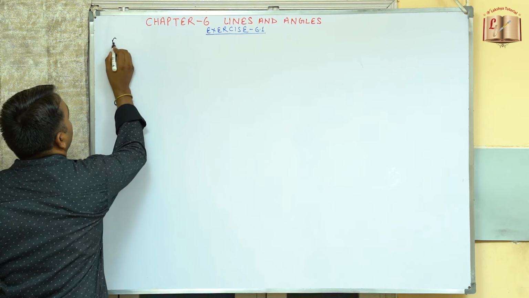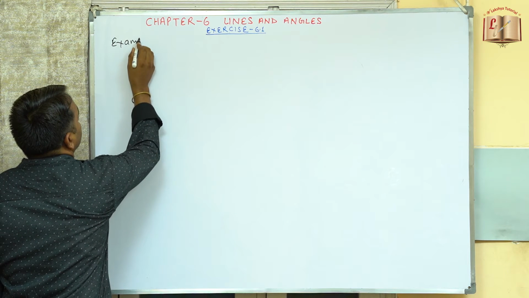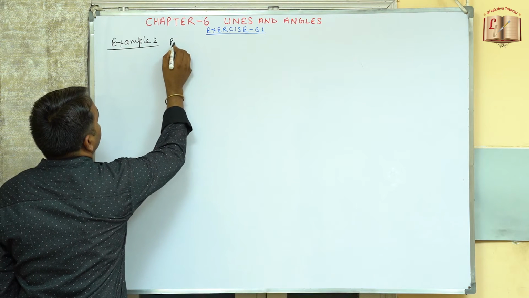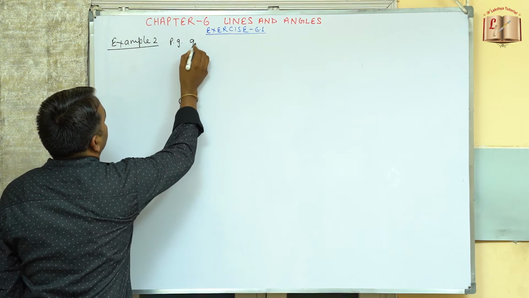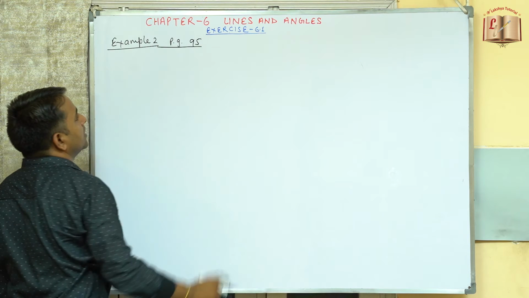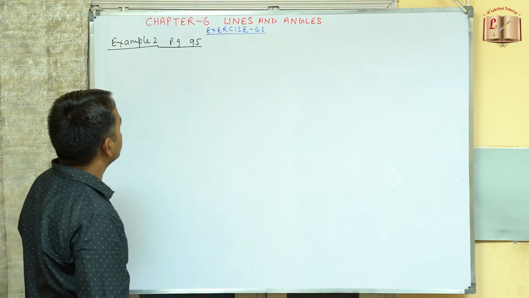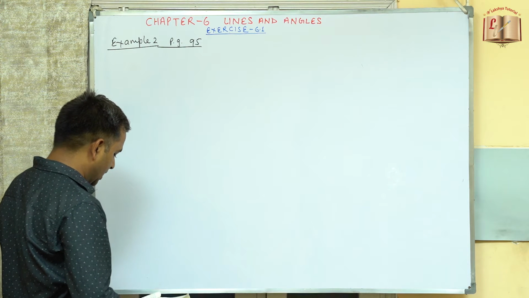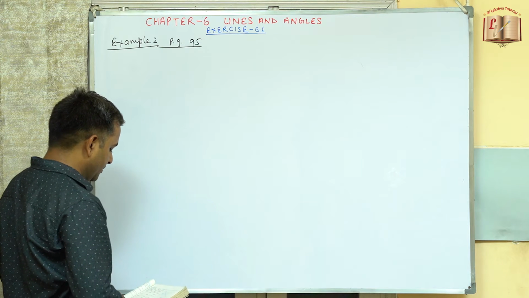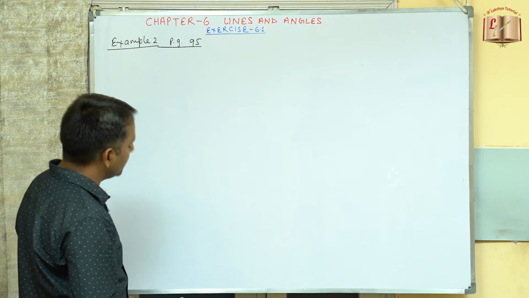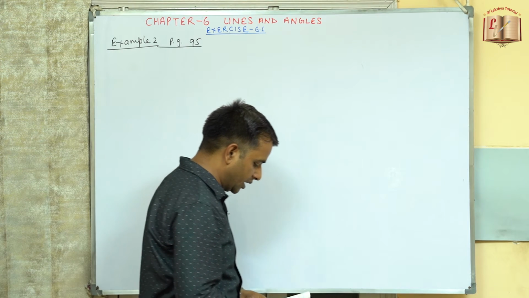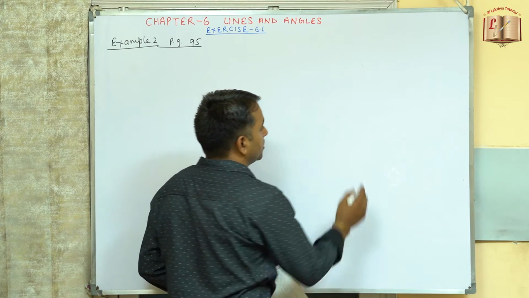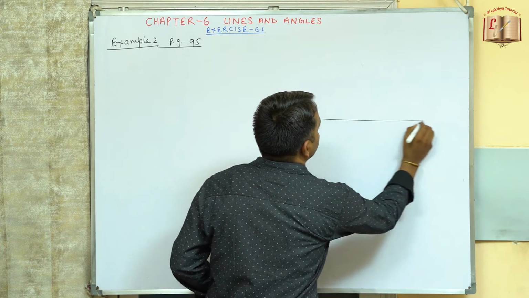Now coming to example 2, page number 95. This is one of the important examples from the examination point of view. So now we will see example 2 on page number 95. In figure 6.10, ray OS stands on the line POQ. So we will make this figure for this.